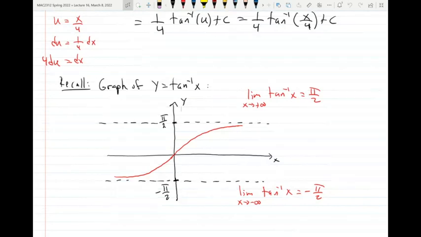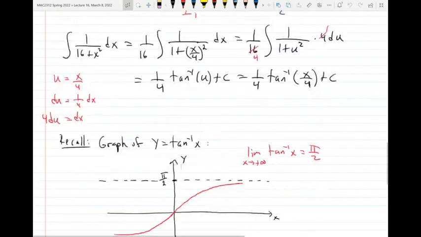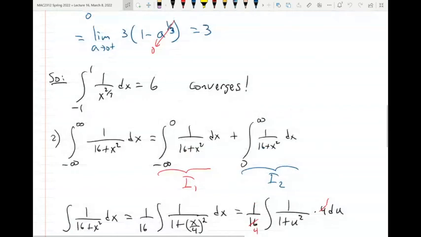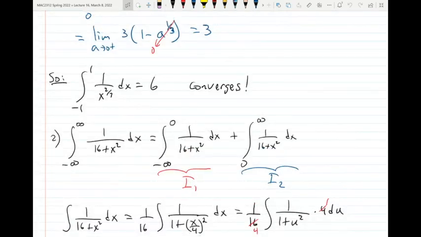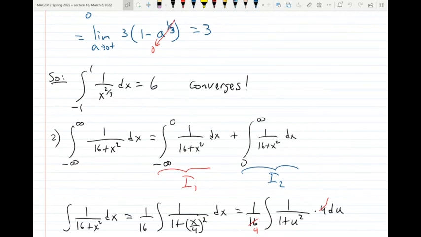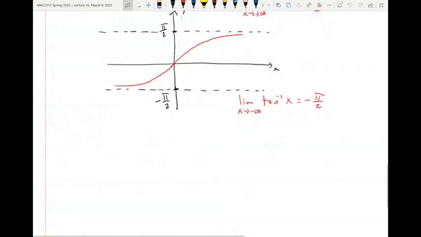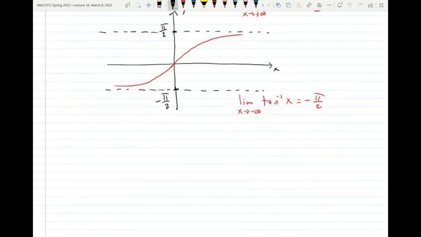And let's see what happens. It shouldn't be 0, because this function is positive, right? So we shouldn't get 0. This function definitely has an area. So let's go ahead and compute.